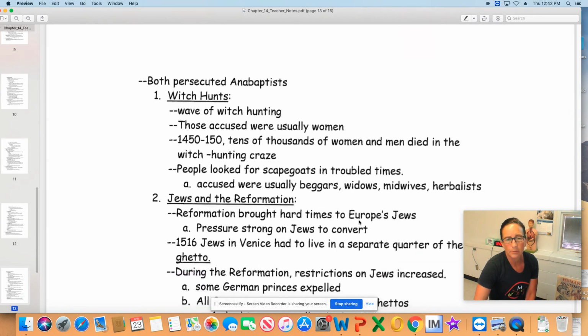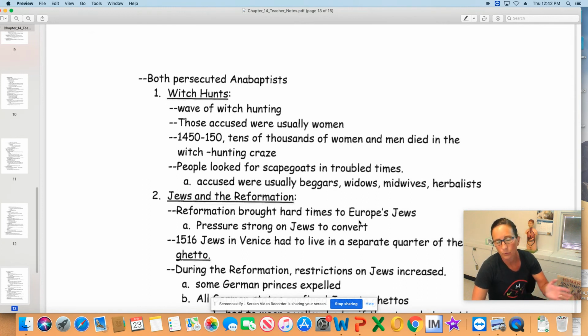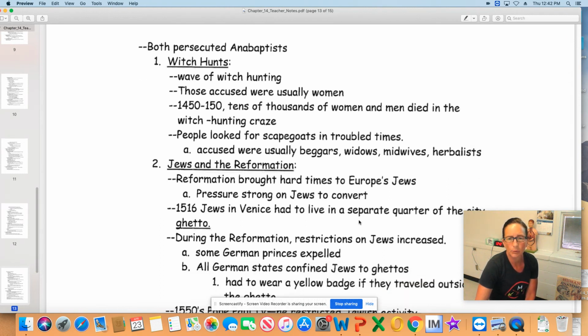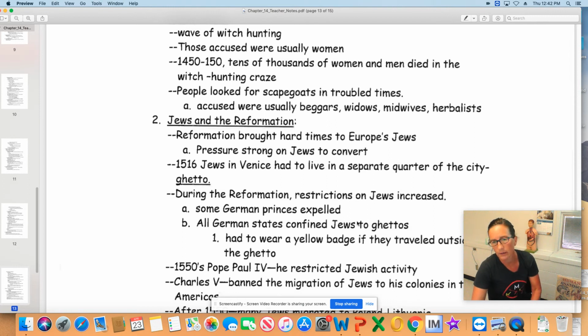If you remember with Mr. Mirage, you studied about the Salem witchcraft and the witch hunts. Those will start in the 1400s, 1500s, 1600s. A wave of witch hunting, those accused typically of being witches were persecuted by the Protestant denominations or the Catholic Church, and usually they were women, usually middle-aged women. From 1450 to 1500, tens of thousands of women and men died in these witch-hunting crazes. People looked for scapegoats in troubled times. So they usually would target beggars, widows, midwives, herbalists. And Jews were targeted throughout history.